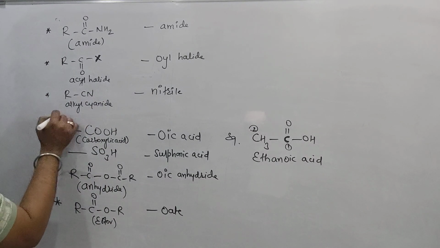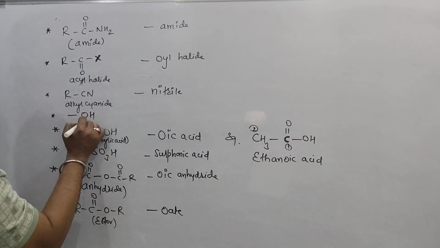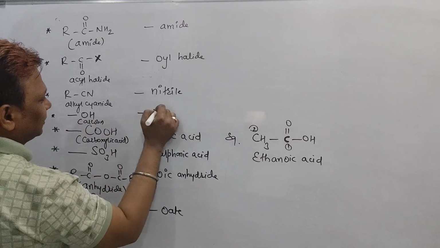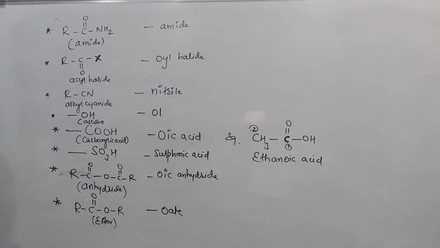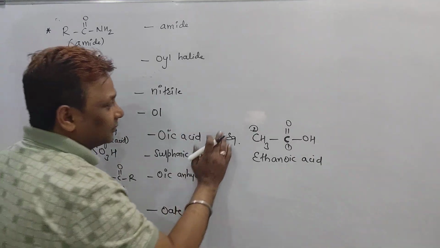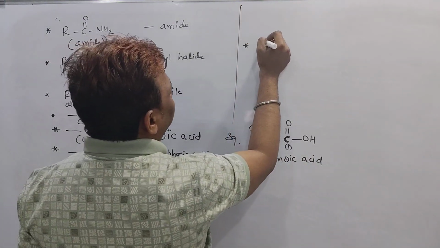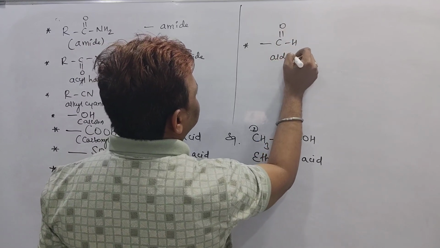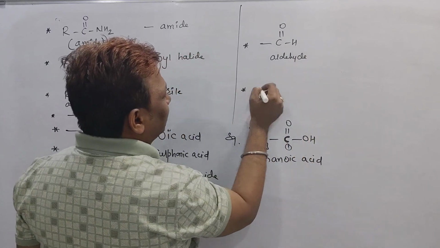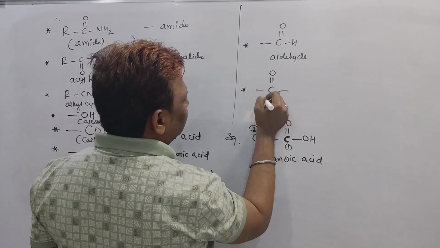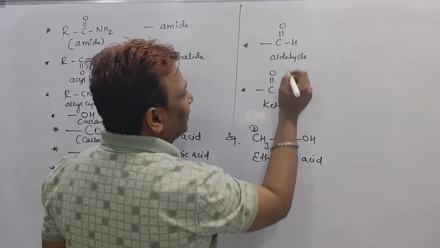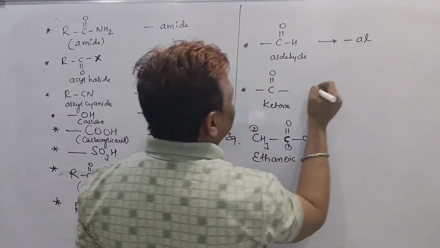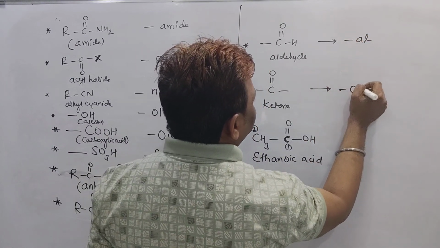And one more is there, called OH. Do you know OH is called what? Alcohol. And for alcohol, the secondary suffix you should use is "ol". Now one more is there, aldehyde and ketone. If you have C double bond OH group, do you know it is called an aldehyde? And one more, C double bond O with carbons, it will be called a ketone. For aldehyde, what is the secondary suffix you should use? That is "al". And for ketone, the secondary suffix is "one".